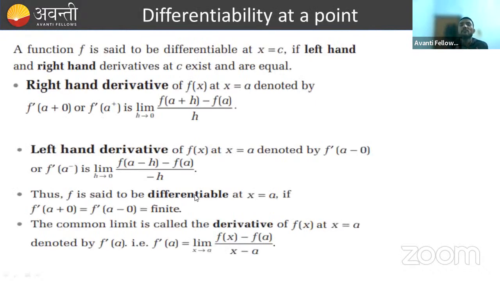The basic thing is, if any function is differentiable at x is equal to a, so what should happen? It should happen like right hand derivative, that is f of a plus h minus f of a divided by h, or left hand derivative, that is f of a minus h minus f of a divided by minus h. Then we can say that the function is differentiable at x is equal to a.